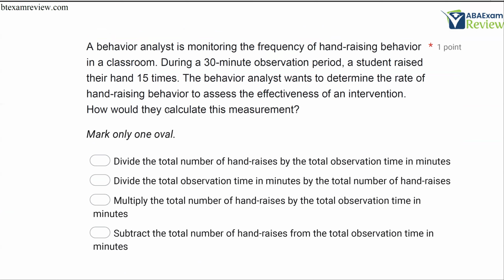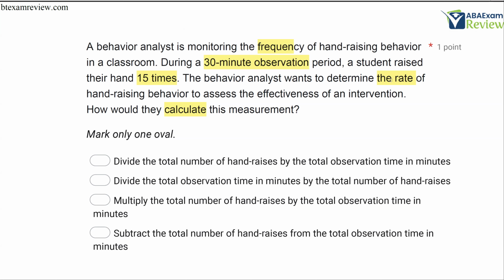All right, back-to-back calculation questions. This time, the question wants to know, how do we find rate? We know the behavior analyst is monitoring frequency. They've done it during a 30-minute observation period, and they got a frequency of 15. Now they want to know, how do we find rate? So what is the formula for rate? Well, it's simply frequency over time.